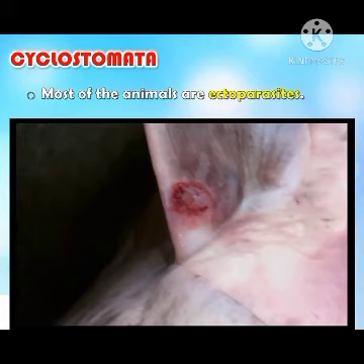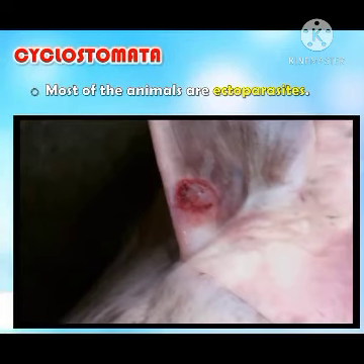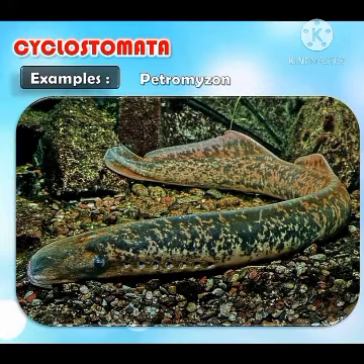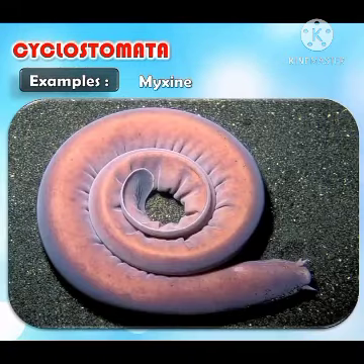It is also called sea lamprey. Example, Petromyzon. You can observe the pattern of the skin in such a way that it can hide in the surroundings. Second example, Myxine. It is also called hagfish. They both are ectoparasites. They can attack dead or living organisms.